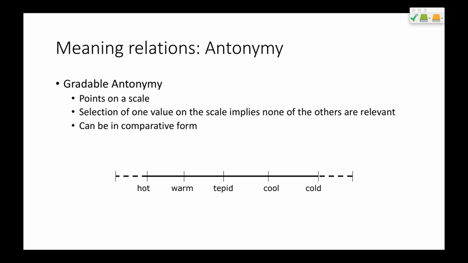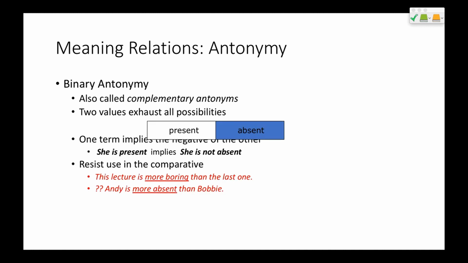Okay, there's also something called gradable antonymy. So here we've got points on a scale, and the way you can look at it is that it's points on a scale that you can use the comparative form. So you've got hot, warm, tepid, cool, and cold. So hot and cold are opposites, okay, but you also have these gradings. You could say hotter and colder. So there's a comparative that you can make there. So those are gradable antonyms because you could say more or less. It's more hot, it's less hot, it's more cold, it's less cold.